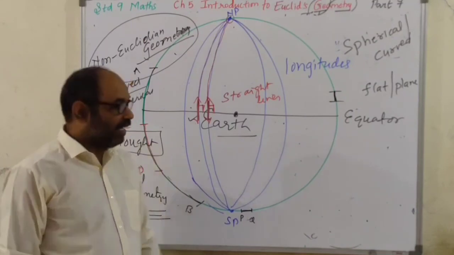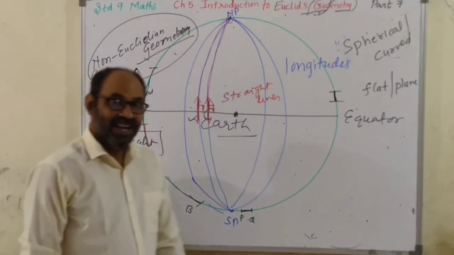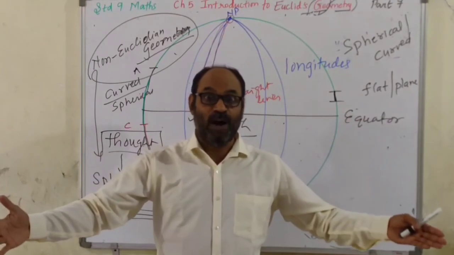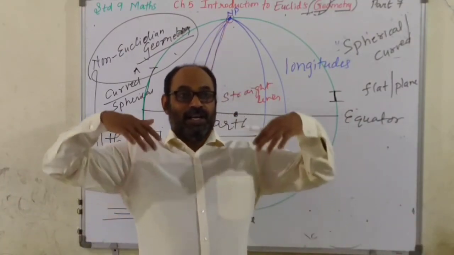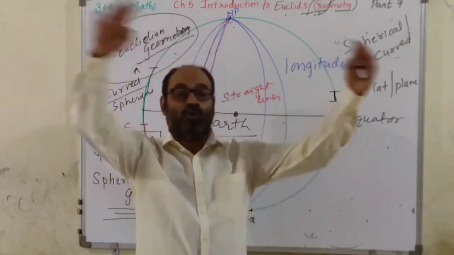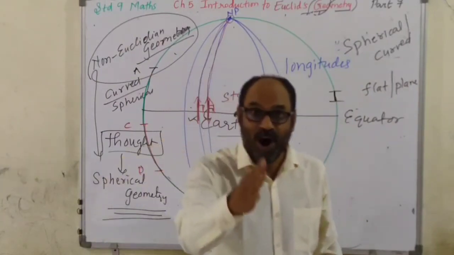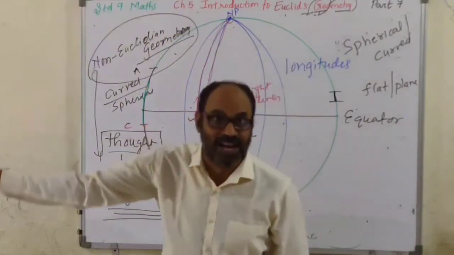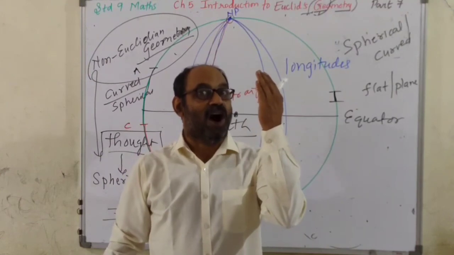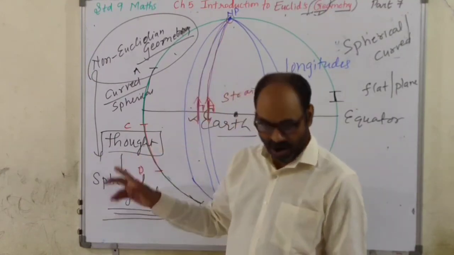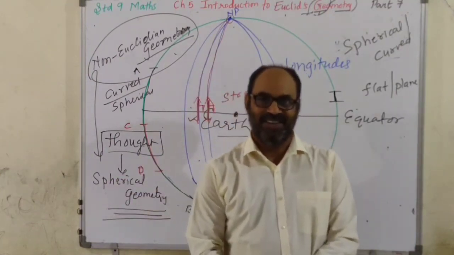All right, okay. So हम कह रहे थे Euclid is father of geometry. All right, yes, that's why we called Euclidean geometry. But beyond Euclidean geometry, there is another geometry which is called non-Euclidean geometry or spherical geometry.